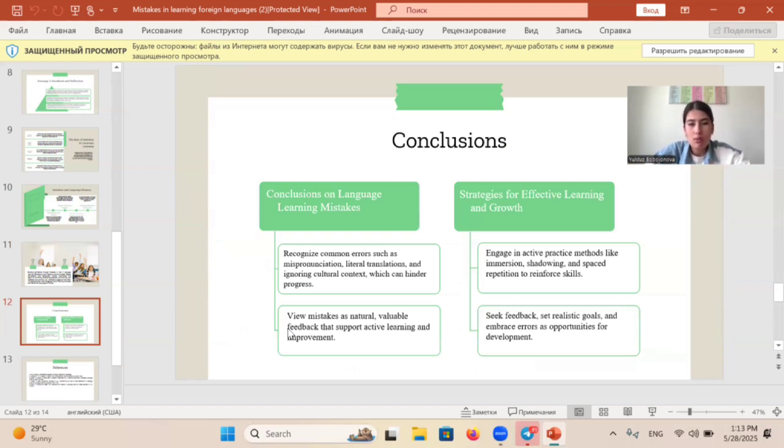Conclusions on language learning mistakes. Recognize common errors such as mispronunciation, literal translations, and ignoring cultural context, which can hinder progress.